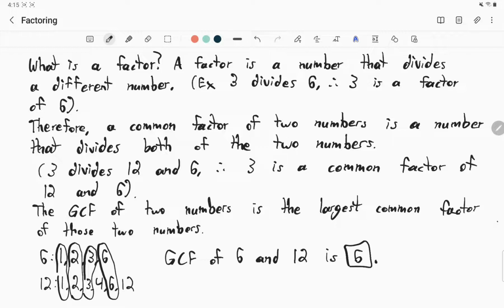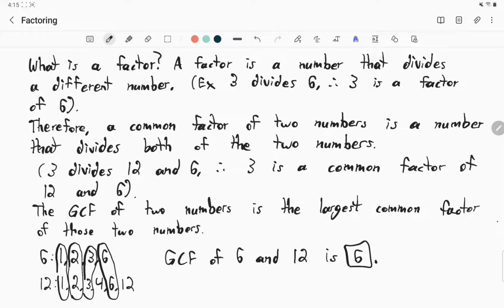Now, this isn't the best way to find a GCF. In the next video, I'm going to show you a better way, a more insightful way. Because if you have bigger numbers and you're trying to find the GCF of them, it can take a while if you just write out all the factors of each number and then find the biggest one. Like, that's going to take a while. So we'll come up with a better way to do this in the next video. Stay tuned.